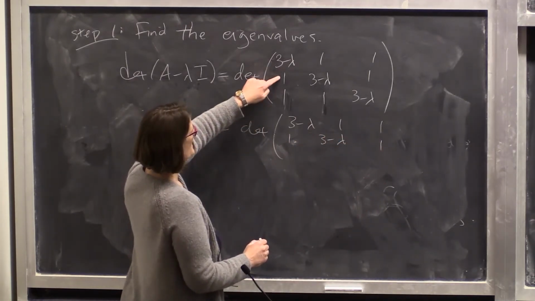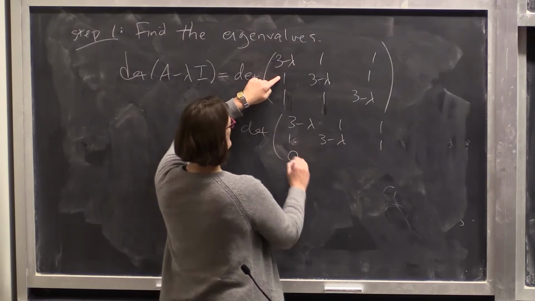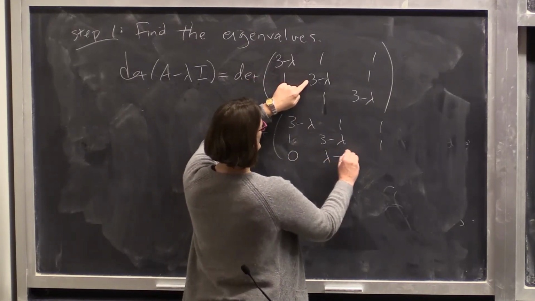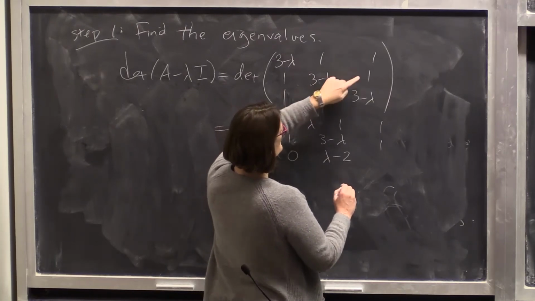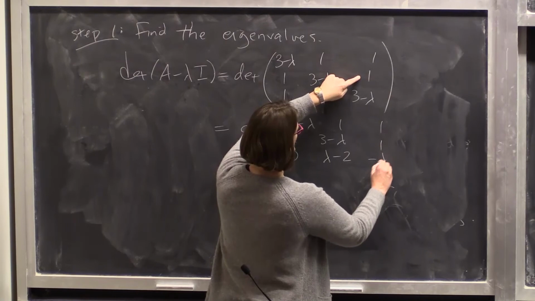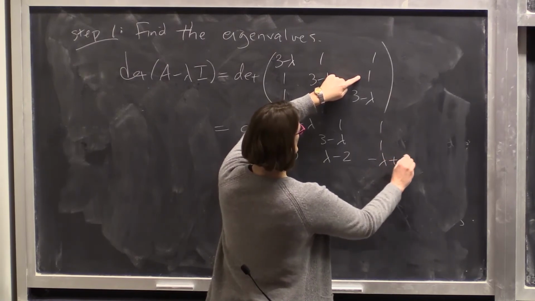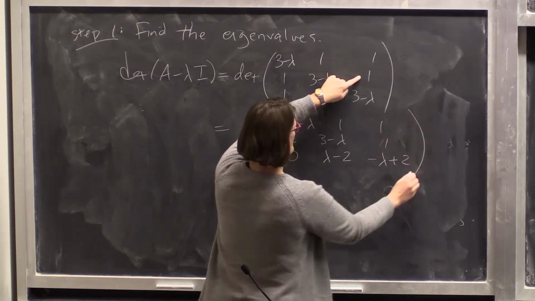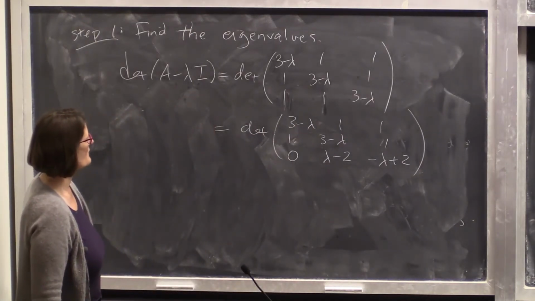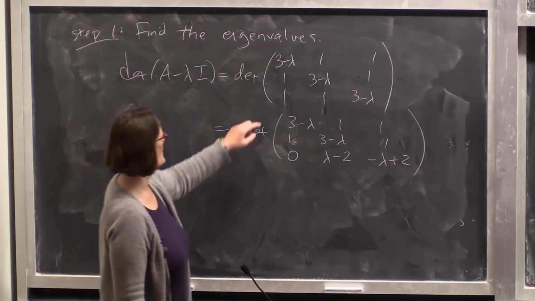This minus this is 0. This minus this is lambda minus 2. This minus this is minus lambda plus 2. So I can do that if I want. I don't usually do it, but I've just done it for you. Let's make sure I didn't make any mistakes.